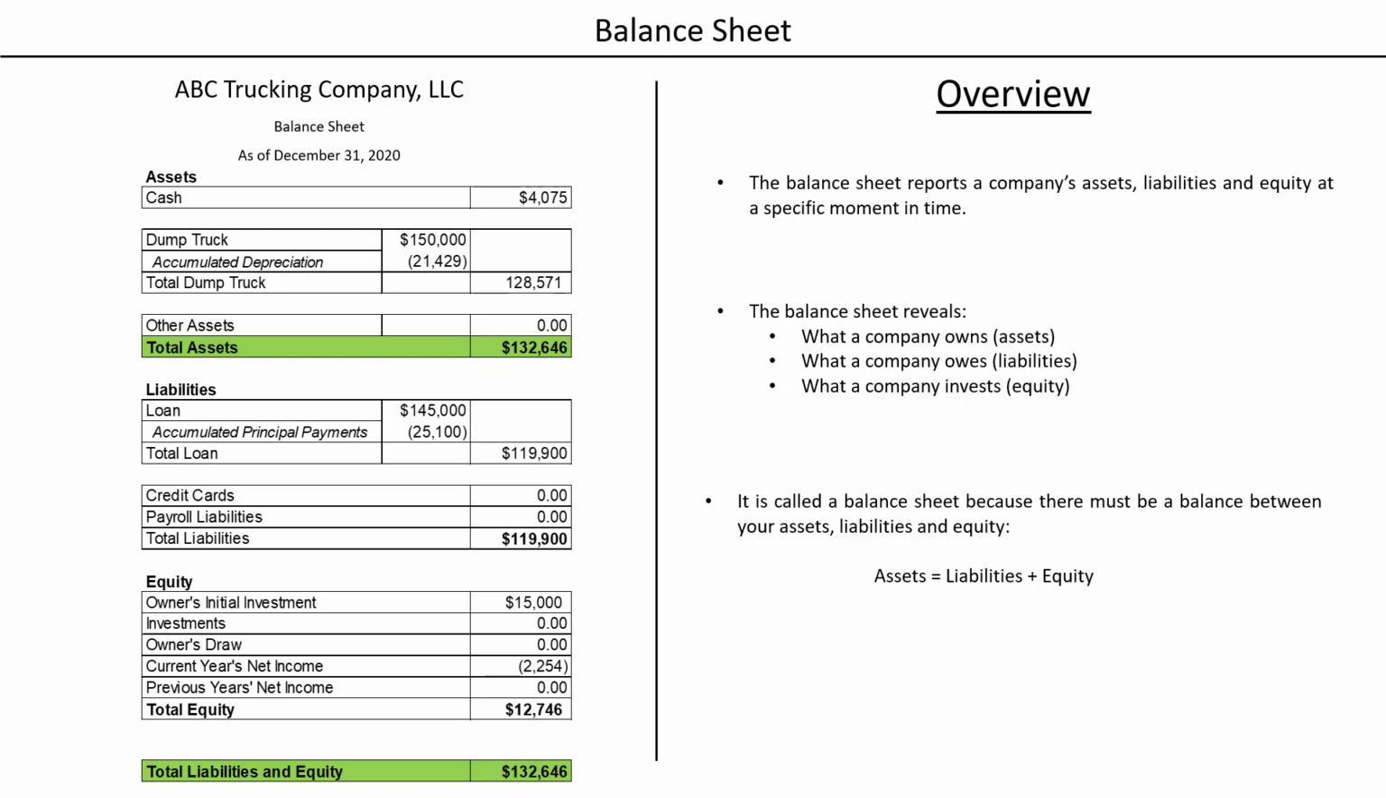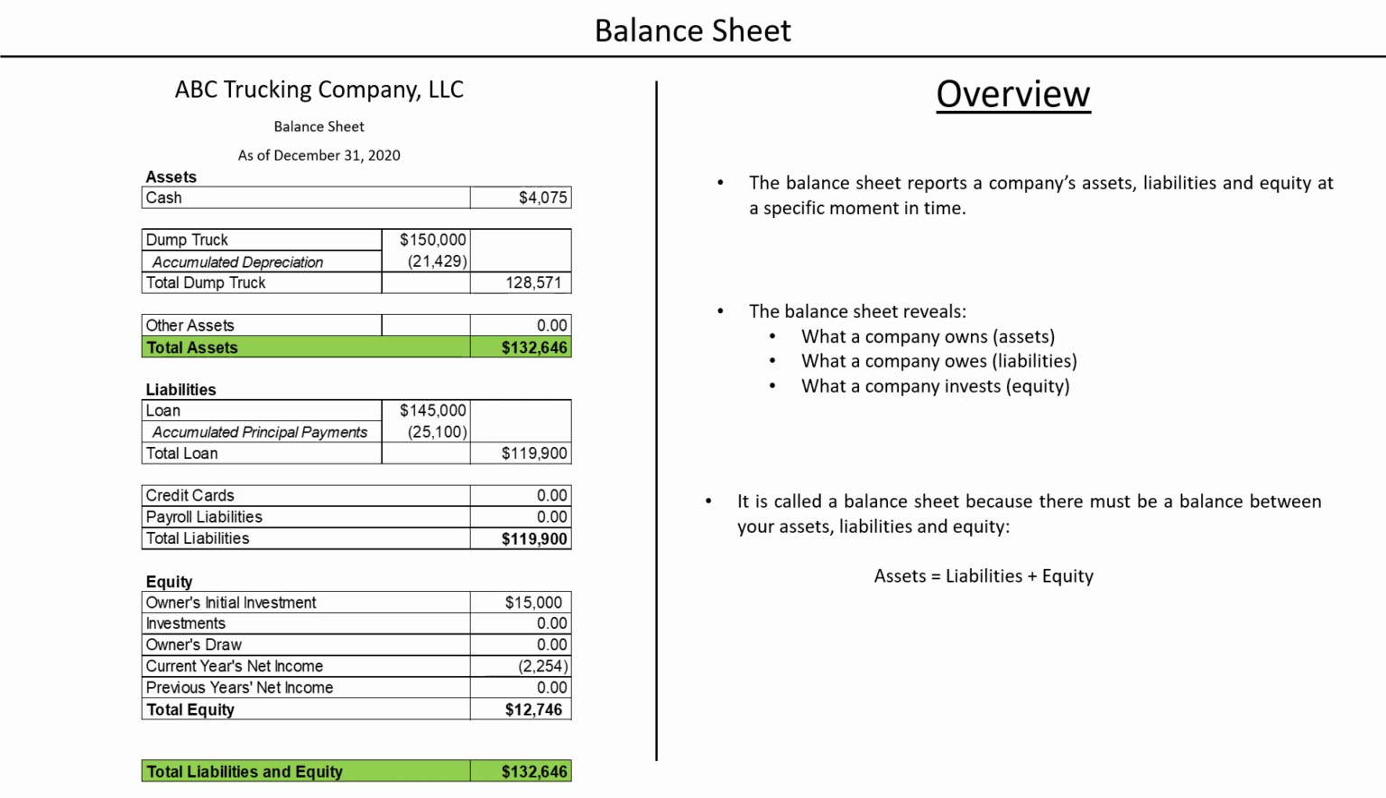The company has a cash balance in its bank account of $4,075 at the end of the year. Now, this was taken directly from the cash flow statement. So the company purchased a dump truck for $150,000, and throughout the year it depreciated, leaving a balance of $128,571 for the truck at the end of the year.